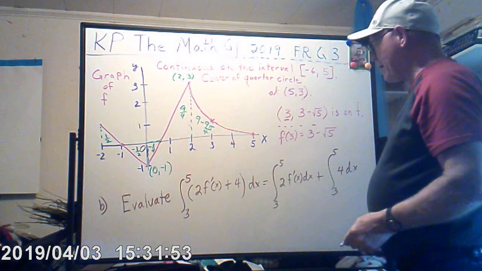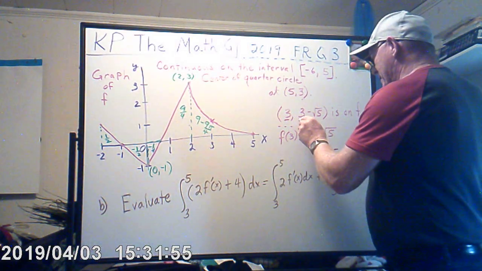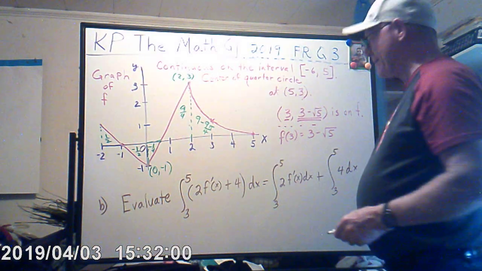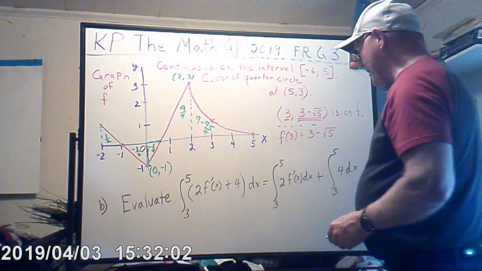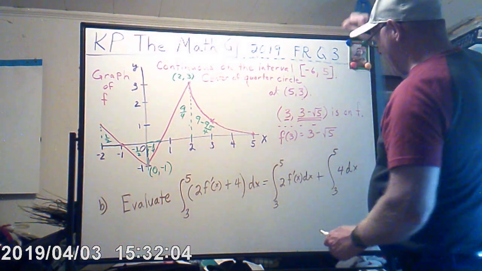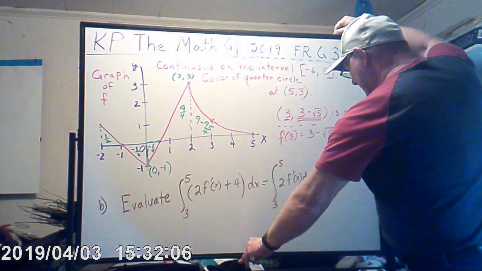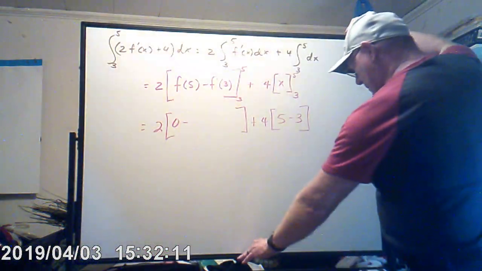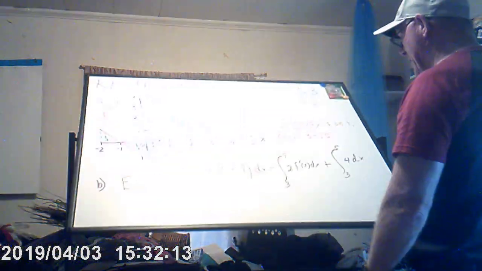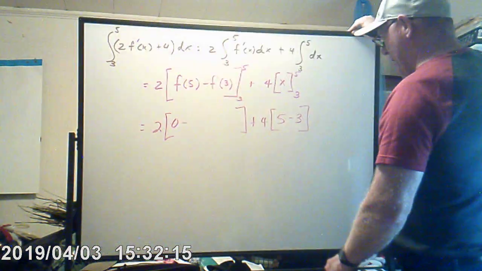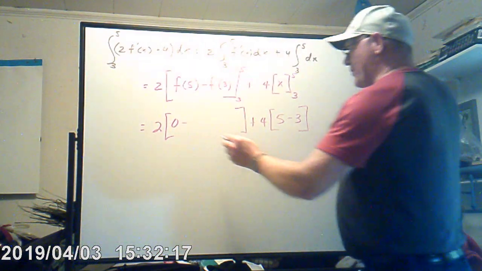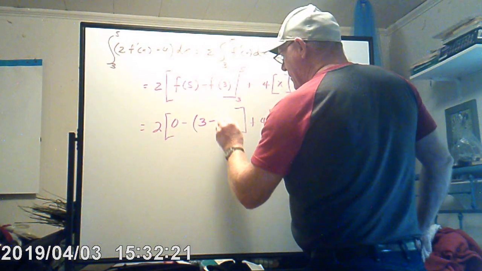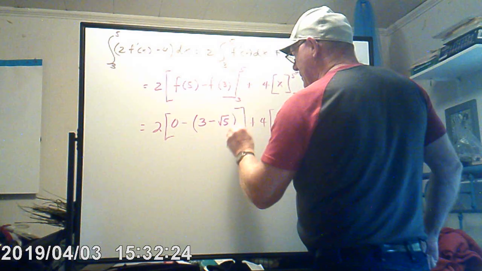Well, I'm glad we were shown that, because if we had to figure out how to get that, it would take a longer process. Well, we already have it: 3 minus the square root of 5. Let me look at that again. I think okay. 3 minus the square root, and put that in parentheses. So 3 minus the square root of 5, like that.